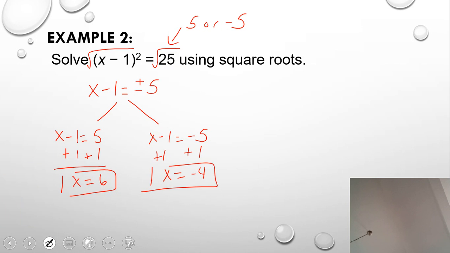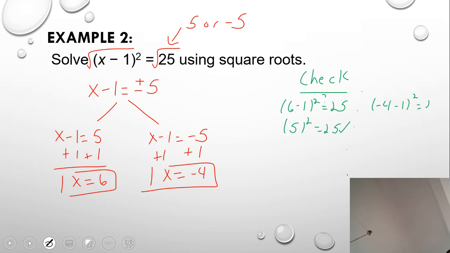If I wanted to just quickly check these to make sure that they work, I could plug in those answers back into my equation. So if I try 6 minus 1 squared, is that equal to 25? Well, then I get 5 squared, and 5 squared is definitely equal to 25. What about negative 4? Negative 4 minus 1 squared, is that equal to 25? Well, then I get negative 5 squared, and negative 5 times negative 5 is definitely 25, so that works as well.